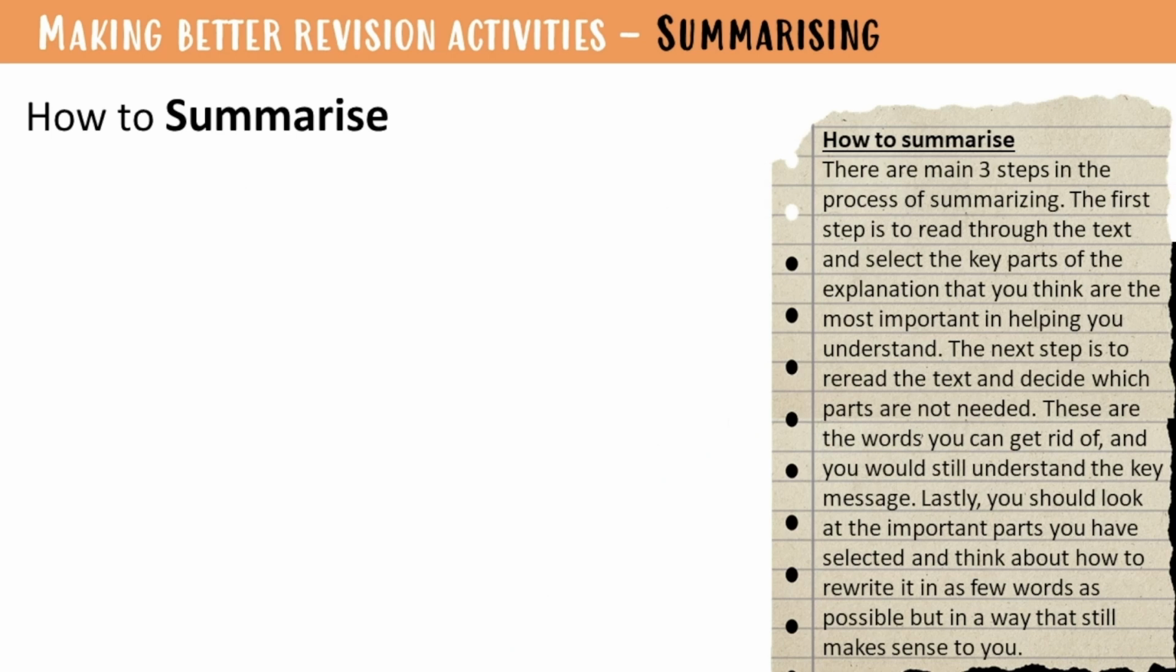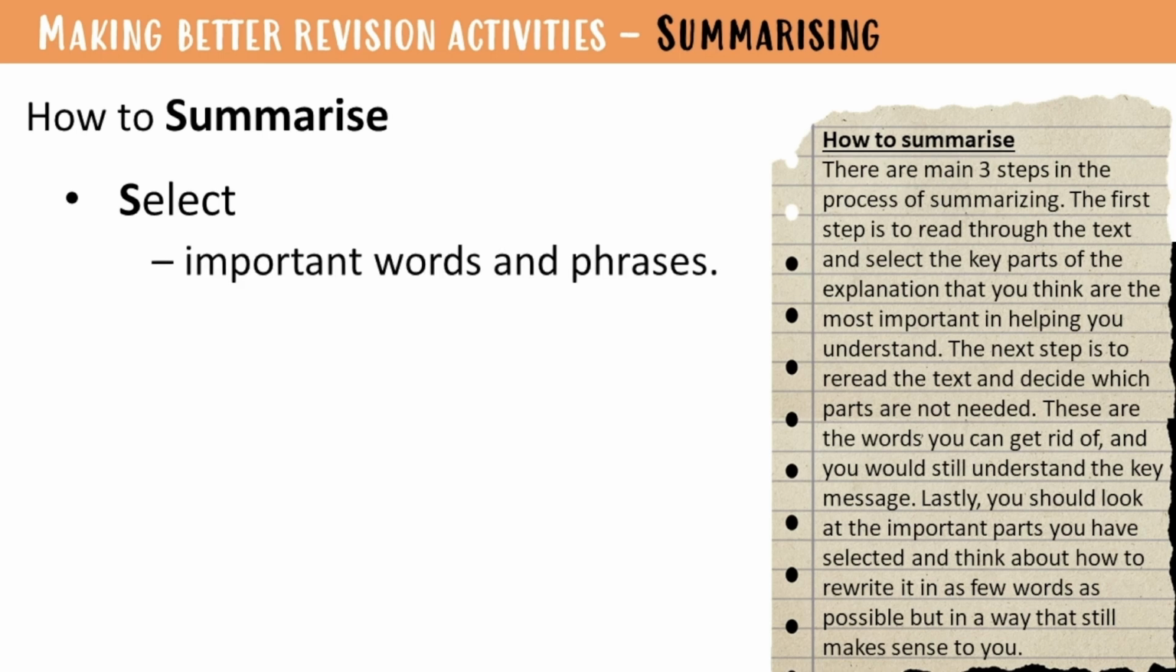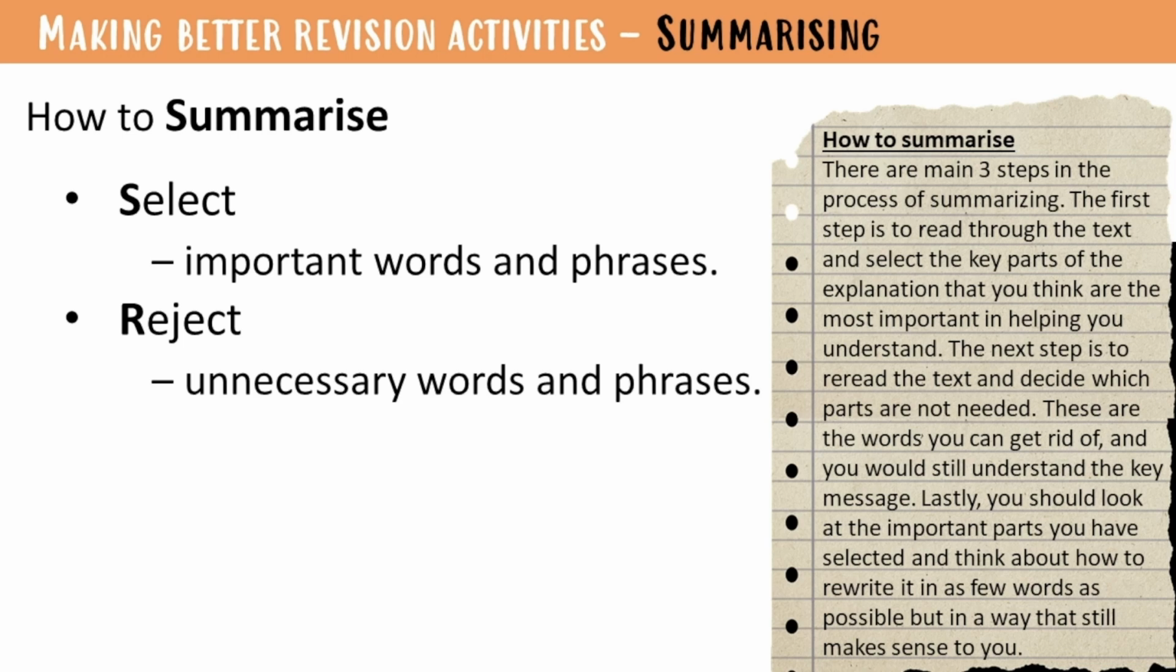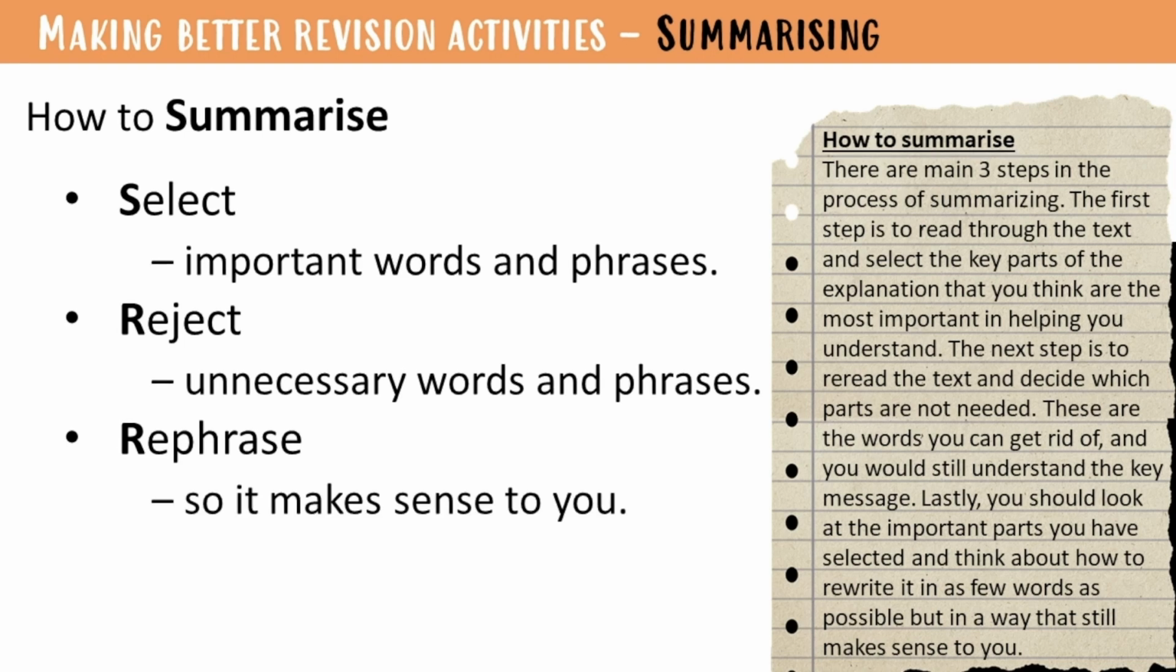Over here on the right, we've got some notes on how to summarise. Well, there's quite a lot to read there, isn't there? Luckily, I've summarised that for you. You first of all need to select the information, and that's selecting the important information, the important words and phrases. Then go back and reject the unnecessary words. So you're sort of double checking, have you got everything in there? What exactly can you get rid of? And the last thing it says there is to rephrase what you've now got. So you now have the important bits, and what you need to do is rephrase that so that it makes sense to you. Let's look at that process.